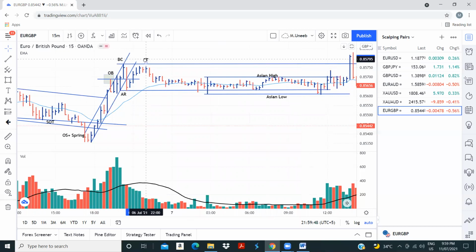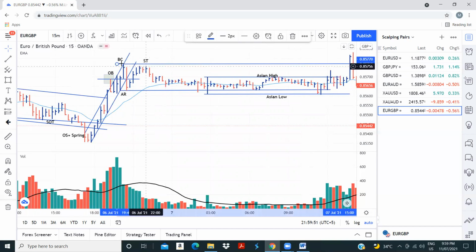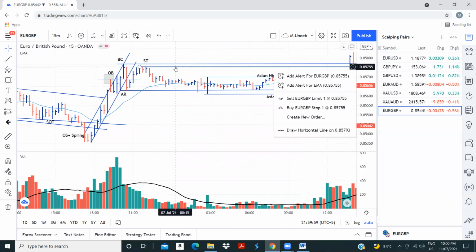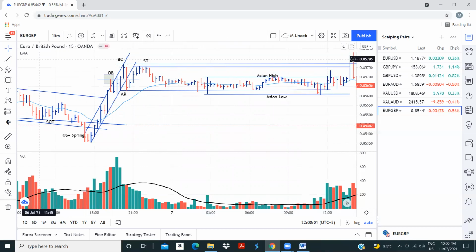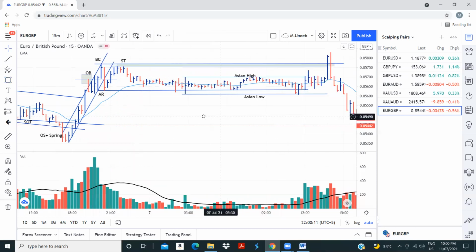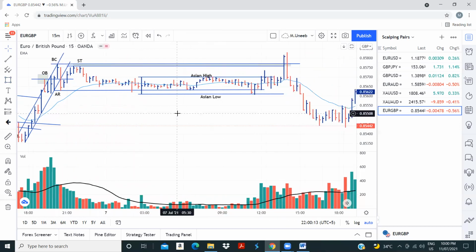Okay. As I told you, the secondary test did not reach this area, so we can draw another small line here. So this hole will become an area. This hole will become an area now. Selling zone. Yeah, this kind of selling zone. Here. Okay. All right. So we have Asian high, Asian low as well marked here. All right. So what are you going to do?